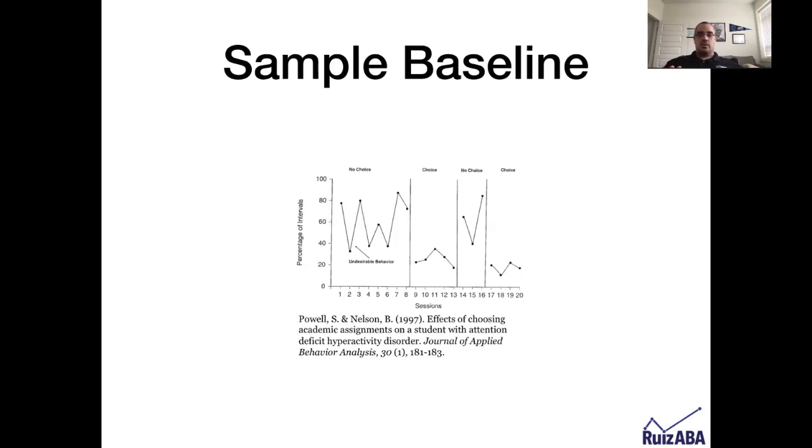Now, we're going to cover this design in more detail in a later video, but just so you get the general sense here, notice what these researchers did. They developed an operational definition. They had a baseline condition, which didn't include choice. They collected some data on it. And then once they got enough data, even though it's not ideally stable, they implemented a choice condition.